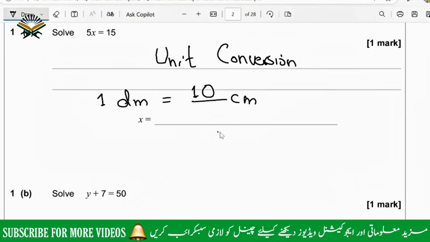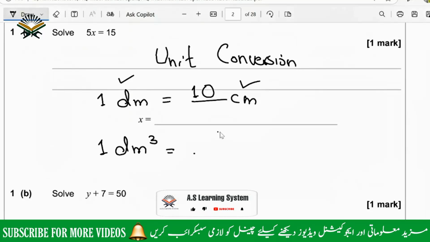So which is the bigger unit, decimeter or centimeter? Decimeter is the bigger unit and centimeter is the smaller unit. Now Shiv, tell me, how many centimeter cubes are there in 1 decimeter cube? 10. In 1 decimeter cube there are 10 centimeter cubes?